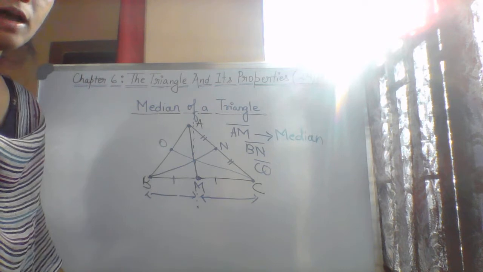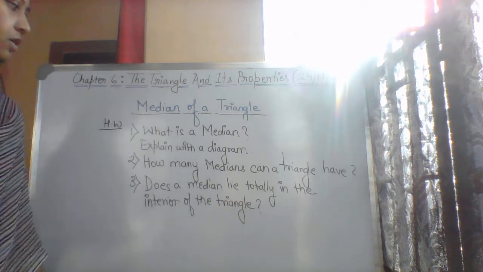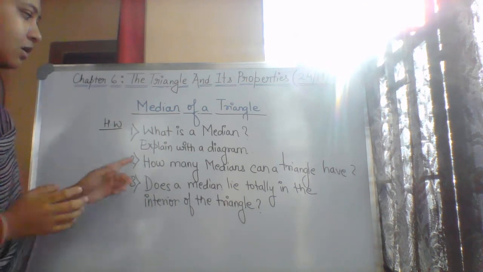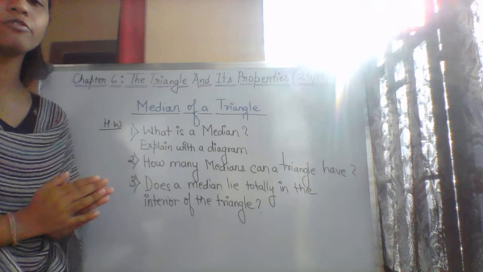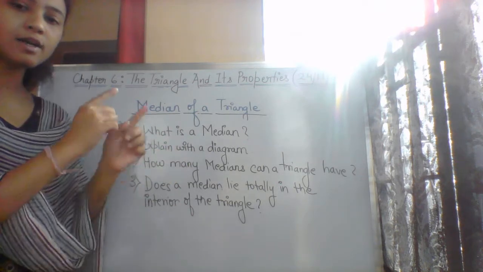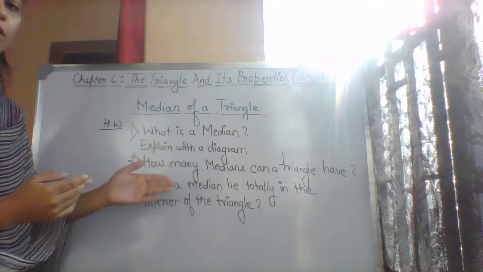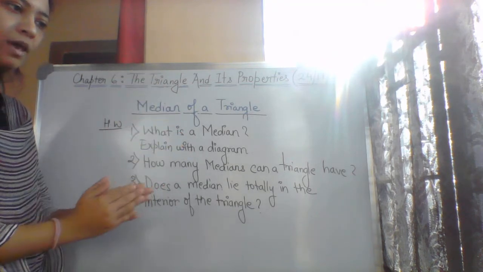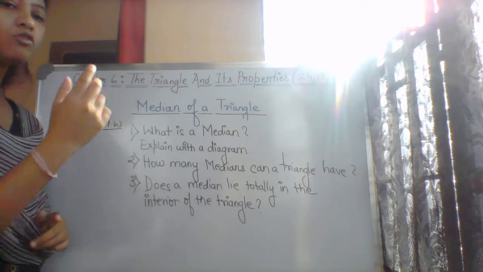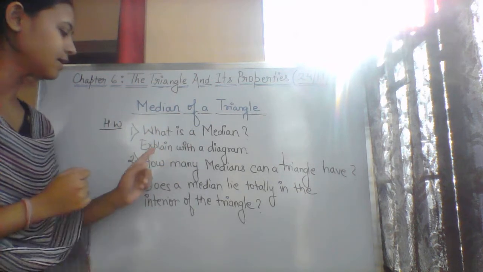Now, these three questions are for your homework. Now that you know what a median is, you have to define it. So you have to write the definition and explain with the diagram. Just as I have explained with the help of a diagram, you will make the same triangle, then make a median, and explain what median you are getting there.